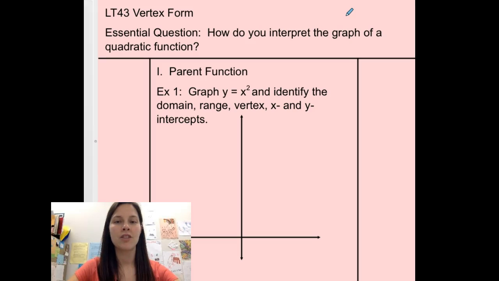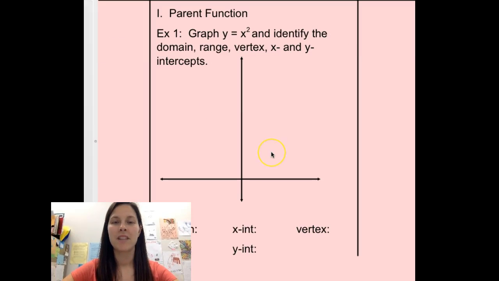Our essential question today is, how do we interpret the graph of a quadratic function? We're going to be analyzing our graph and determining several different pieces of information about the graph. The first graph we're going to look at is what's called the parent function of quadratic functions, because it's the most basic graph of a quadratic function that there is. It's just simply x squared. We're going to graph this on Desmos, and we'll put a little sketch in our notes, and then we'll identify all of this essential information about our graph.